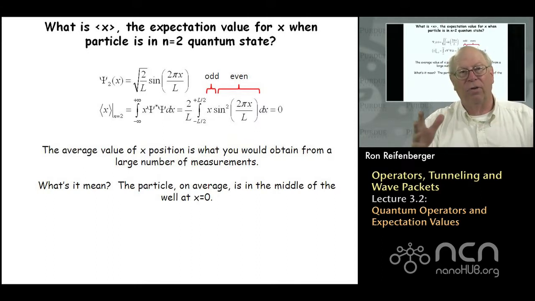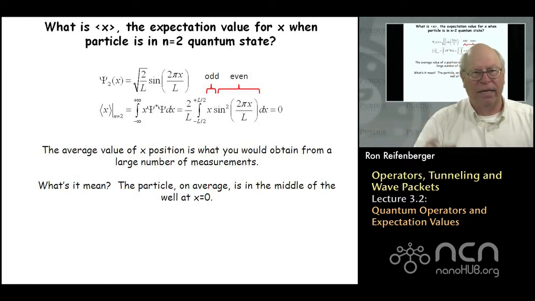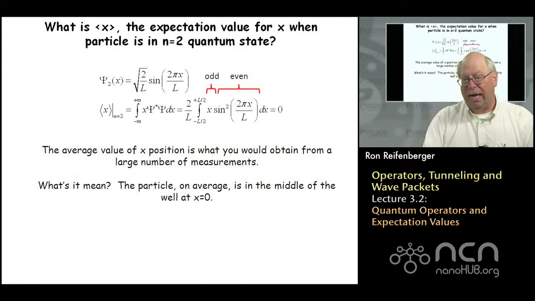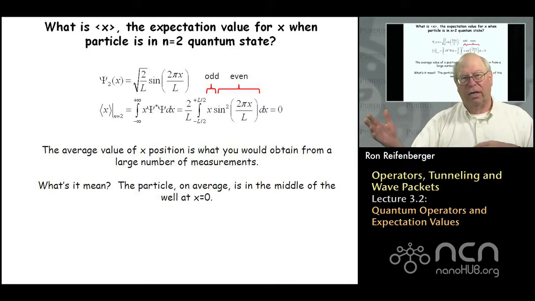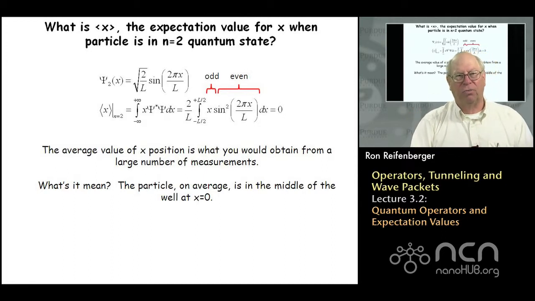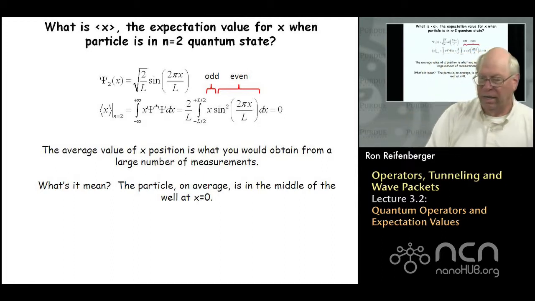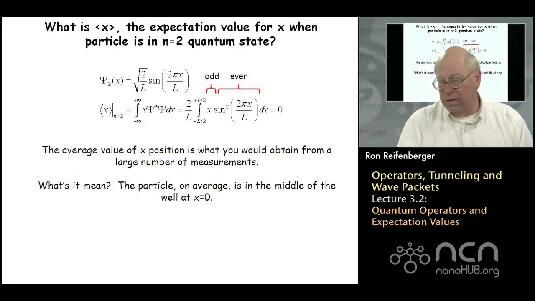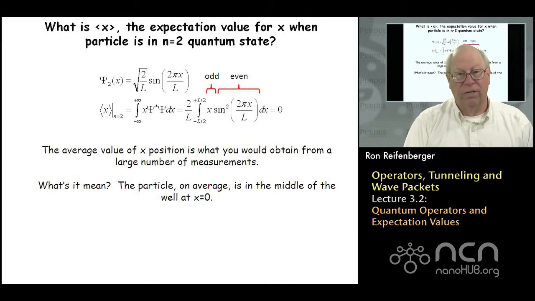So what this allows you to realize is that the average value of the x position, which is the number that you would obtain if you measured this particle in this quantum well many, many times, is equal to 0. And the question is, what does that mean? It simply means that on average, the particle is on the right side of the well as many times as it's on the left side of the well. If you make many, many measurements, on average, the average position of the particle would be 0. So that's the implication of this calculation.